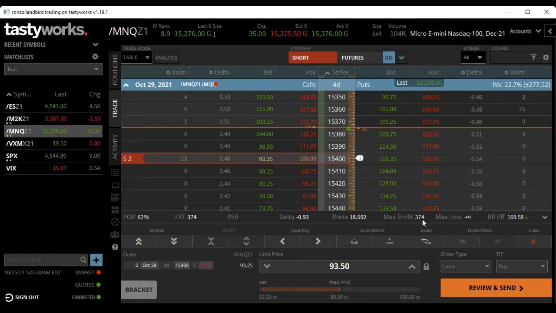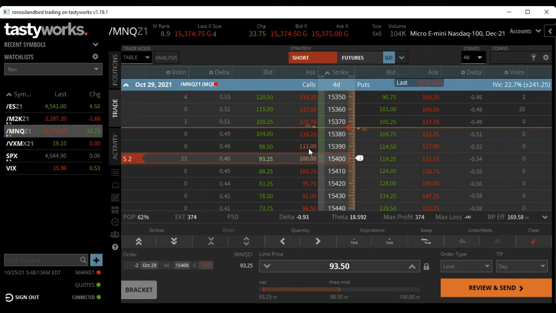If the NASDAQ winds up above 15,400, they would call the futures contracts away from me at that price, and I would make about $300 on the entire trade, the futures aspect of it and the options.